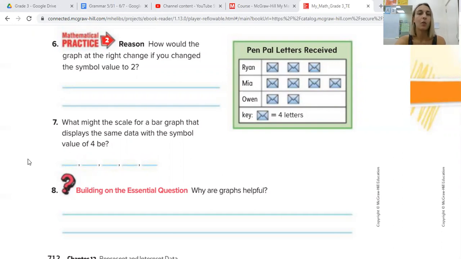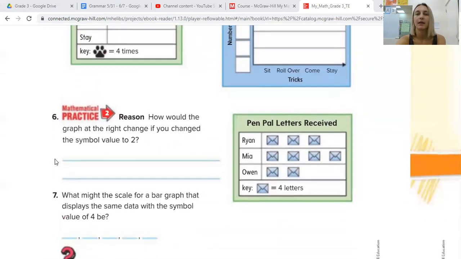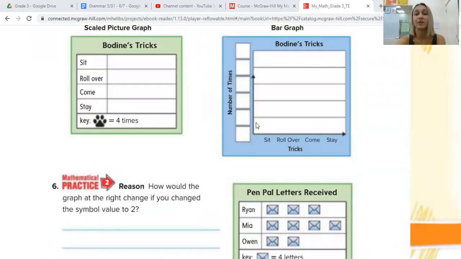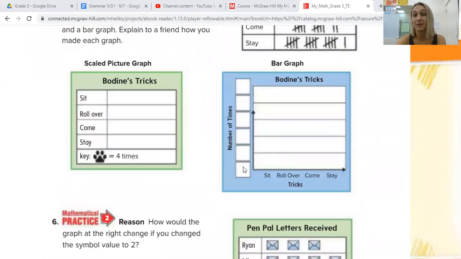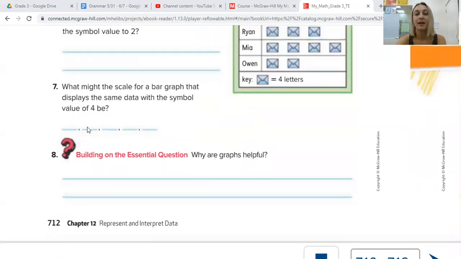Okay. What might the scale for a bar graph that displays the same data with the symbol value of 4 be? So this can kind of be answered right up here too. So if we are using a symbol that values 4, what would the scale for that bar graph look like? So it's going to look just like this one we just did. So you're always going to start with 0, and then you'd have 4, and then what would the next following lines count for? And then you don't need to do number 8.